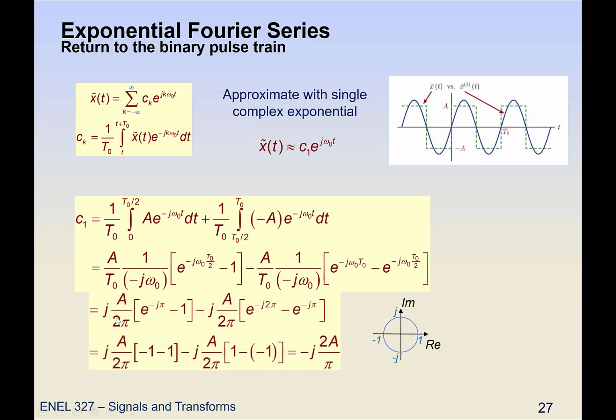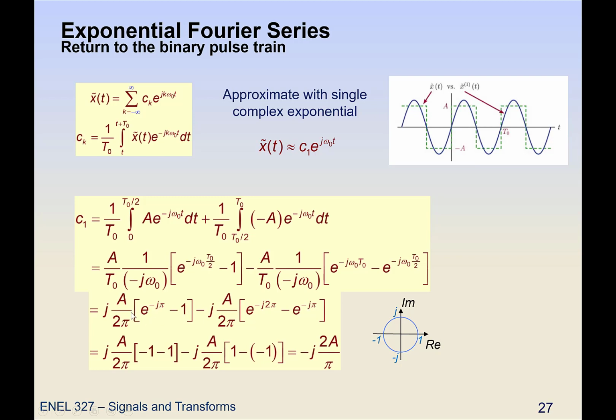Okay, so let's just concentrate on this third line to start with. So note that omega naught is equal to 2 pi over t naught. So we're going to get 2 pi over t naught multiplied by t naught over 2. What we end up with is negative j pi. And then this one becomes negative j2 pi. This one is negative j pi.